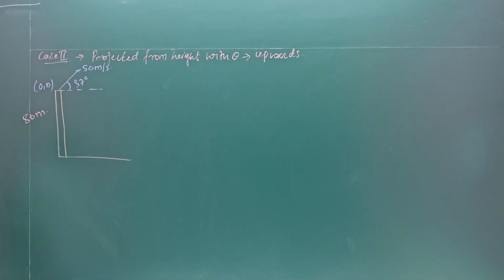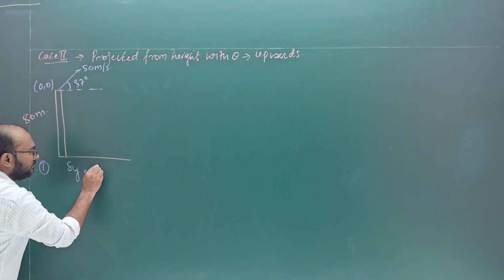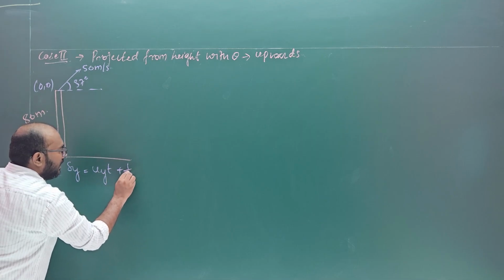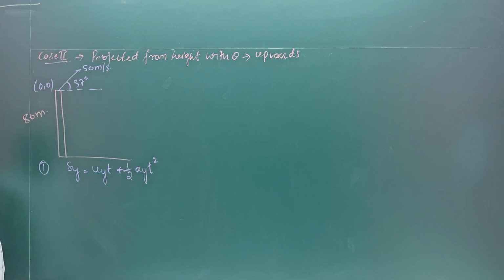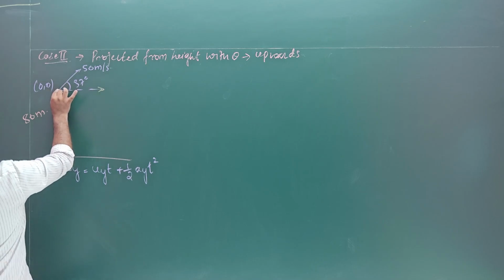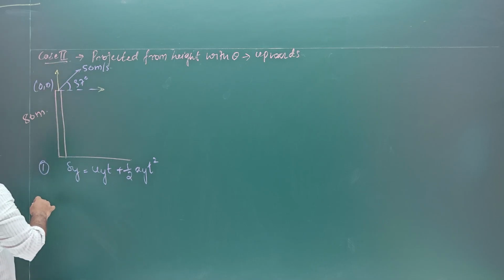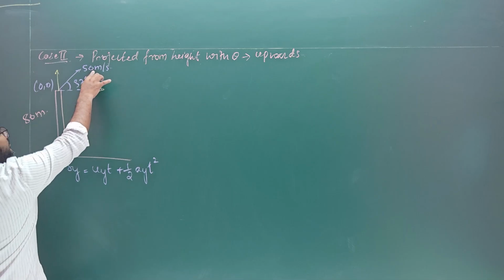All the values should be taken as negative in the downward direction, upward positive. Let us calculate first the time period. Using again, SY is nothing but UY t plus half of AY t square. Now, is acceleration or velocity along the x-axis 0? No. Along the y-axis? No. That means this time it will have velocities in the x-axis as well as in the y-axis.